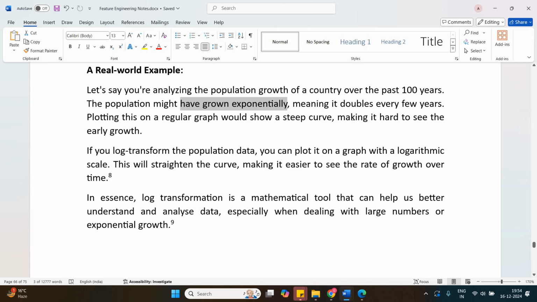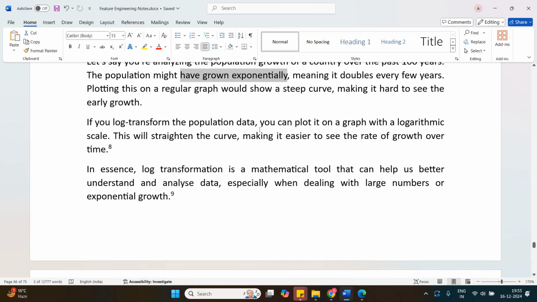So how much it grew earlier, if it is exponential growth every 2 or 3 years, or every 10 years, say. In that case you will not be able to see clearly what the growth was in the earlier years. But if you log transform the population data, you can plot it on a graph with a logarithmic scale. And how will it help?